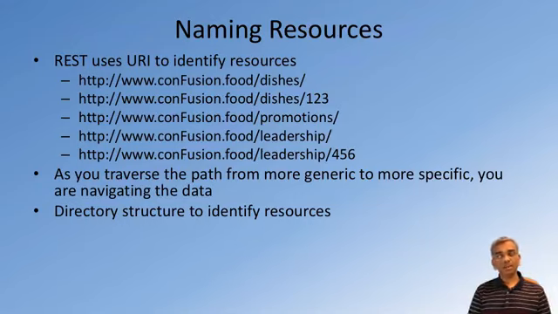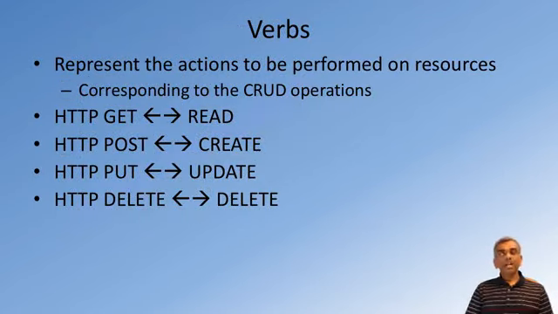Now, these resources can be organized into a hierarchy in the specification of this URI. So as you traverse the path, you go from the more general to the more specific of the resource. This directory structure enables you to identify the resources that you use or provide from your server side very easily. The second part of the REST API are the verbs. In particular, we are interested in the four verbs of HTTP: the get, put, post, and delete.